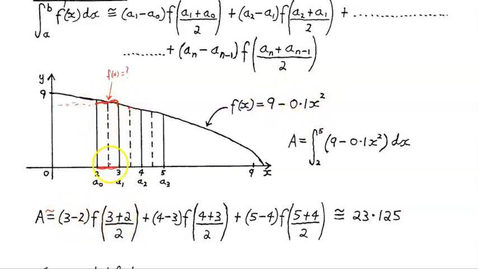So that's our first rectangle, plus 4 minus 3 times f of (4 plus 3) on 2, the average of those two. Plus 5 minus 4 times the function evaluated at the midpoint here, which is (5 plus 4) divided by 2, 9 on 2, 4.5. Okay, sum that up, and we get approximately 23.125 units squared. I should point that out too. We should write that: units squared, whatever they are. It is an area after all.